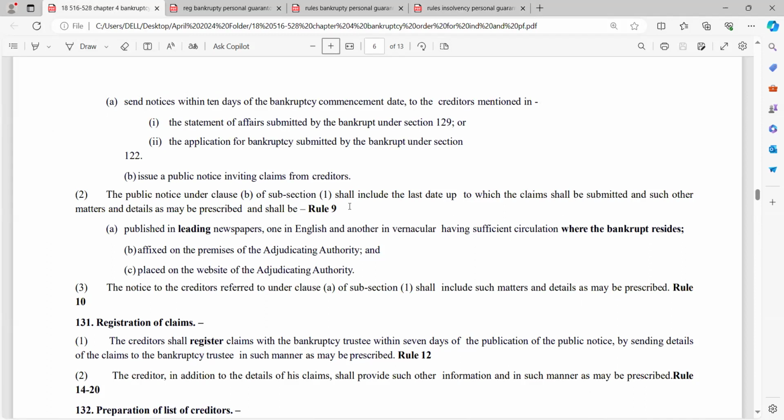So it says the public notice under clause B of subsection 1 shall include the last date up to which the claims shall be submitted and such other matters and details as may be prescribed. ठीक है, तो यहां पर ये बैंक्रप्सी का है, तो बैंक्रप्सी में आपका रूल 9 है, इंसॉल्वेंसी में रूल 9 कुछ और है ना? Published in leading newspapers, one in English and another in vernacular, having sufficient circulation where the bankrupt resides, affixed on the premises of the adjudicating authority and placed on the website of the adjudicating authority.